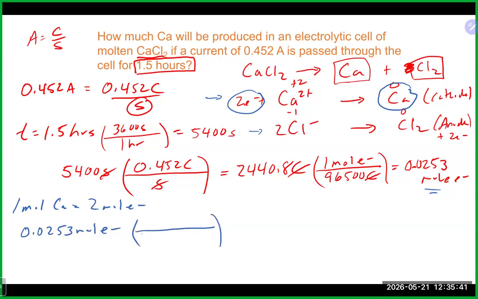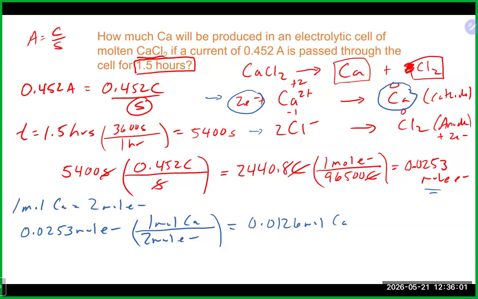Again, 2 moles of electrons on the bottom gives me 1 mole of calcium. And in this case, we'll do a little dividing by 2. That's going to get us 0.0126 moles of calcium. At this point, we're looking for how many grams of calcium.